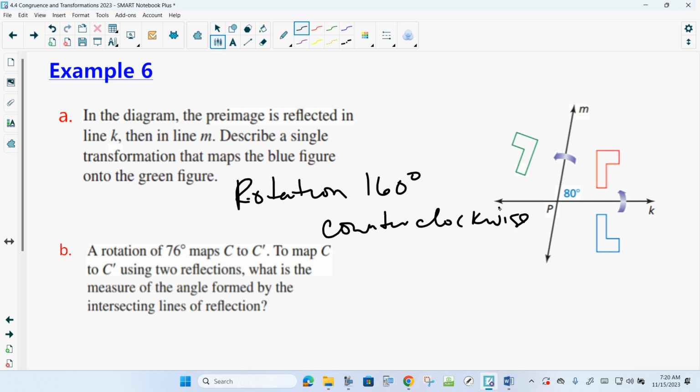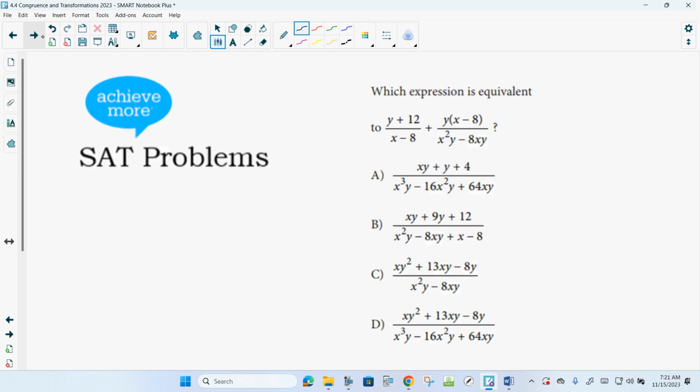Now, if you did a rotation of 76 degrees and instead did two reflections, what would the measure of the angle be? So again, if I wanted to go 76 degrees, they want to know what this angle would be if you use two reflecting lines, and the answer is 38 degrees. This is a very difficult SAT question.